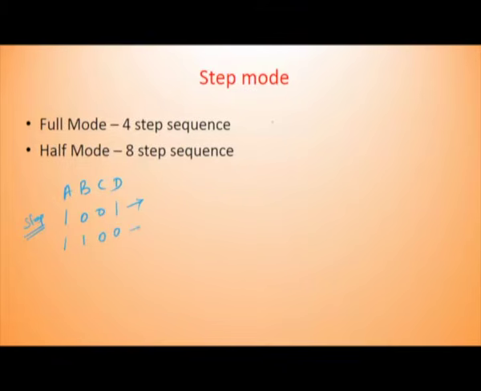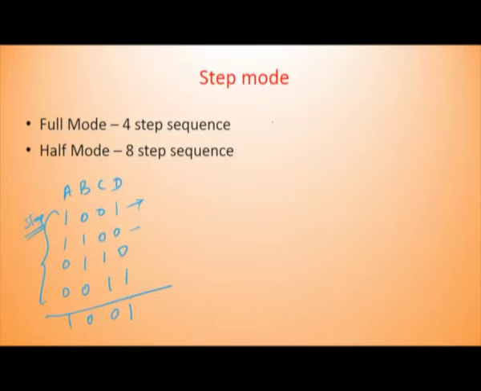Then in the third step 0 is inserted, 1 1 0, then 0 0 1 1, then the same thing is repeated. So, you leave it. Only 4 steps are required to energize the 4 stator coils. Due to this energization, the center part, the rotor, starts rotating. So, here only 4 steps are required, this is the full mode of operation.